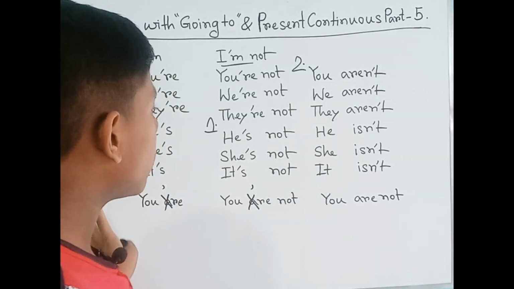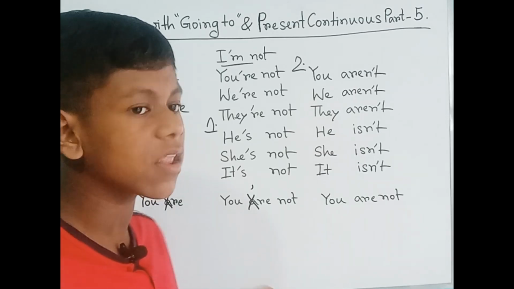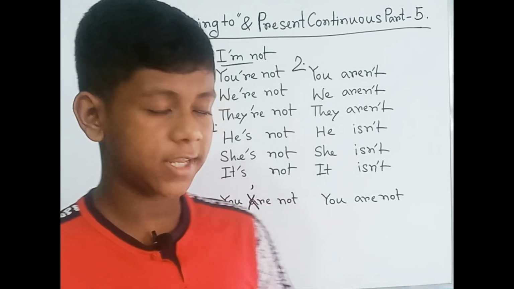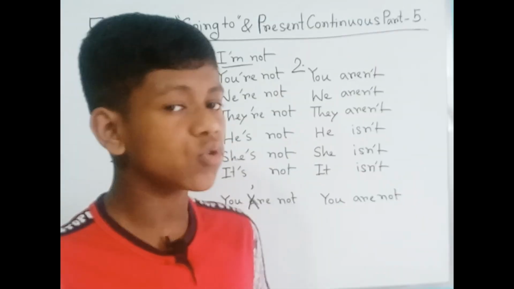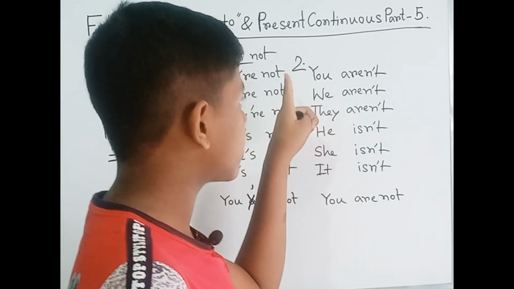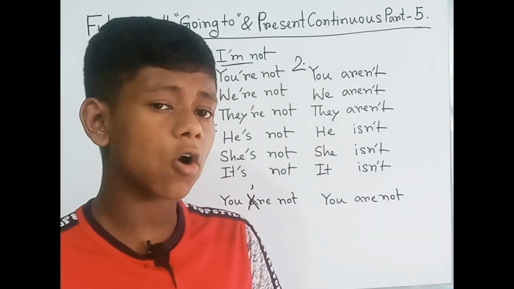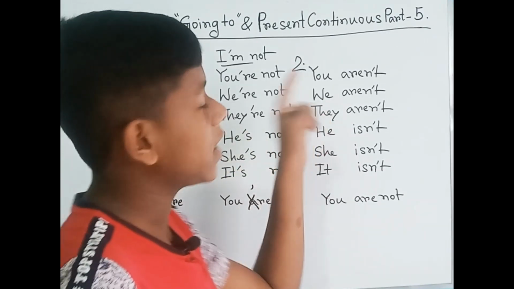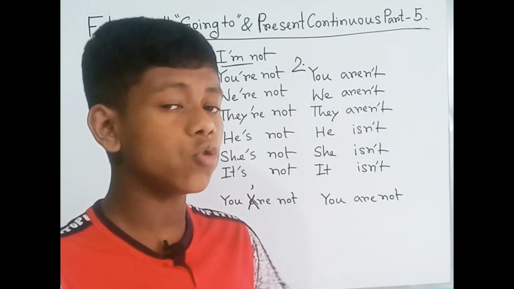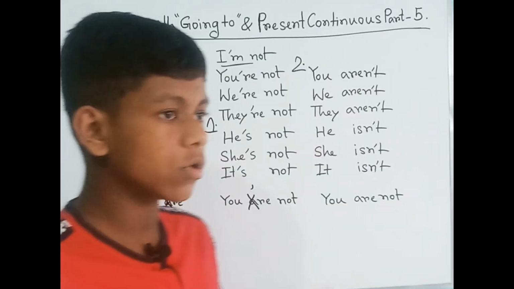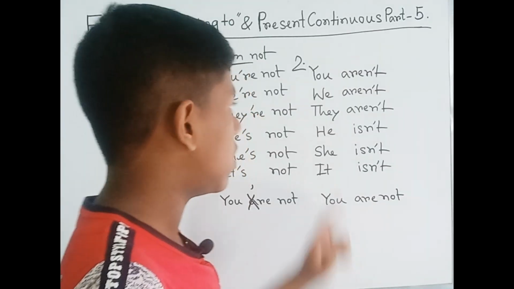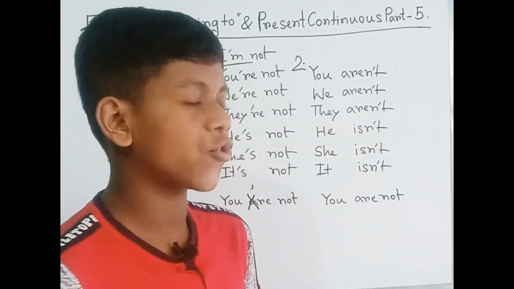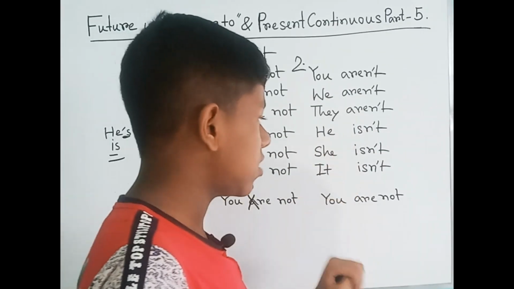Okay, like this. So we have already understood the positive and the first part of the rule of negative. Now we will follow the second part rule of negative. In the second number of rule, as I say, there's only the contraction rule of I, but there isn't any rule which is am not. And there are more rules which start from you. So we can say you aren't, we aren't, they aren't, he isn't, she isn't, it isn't.